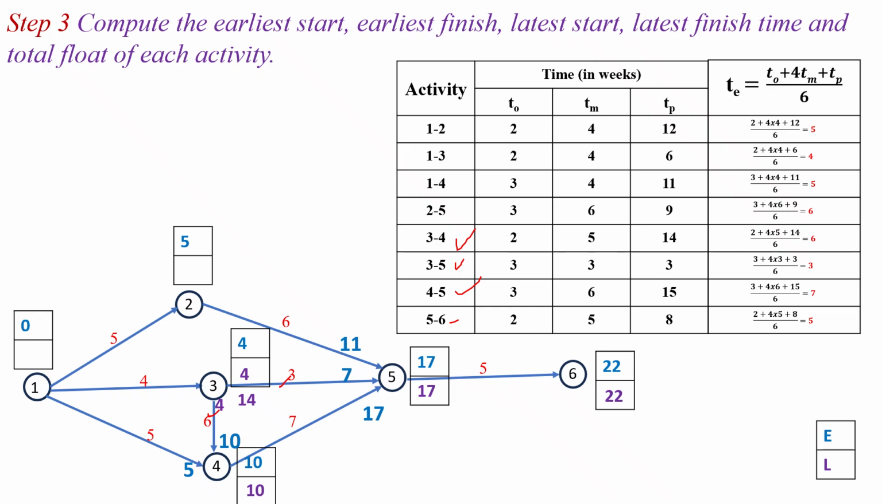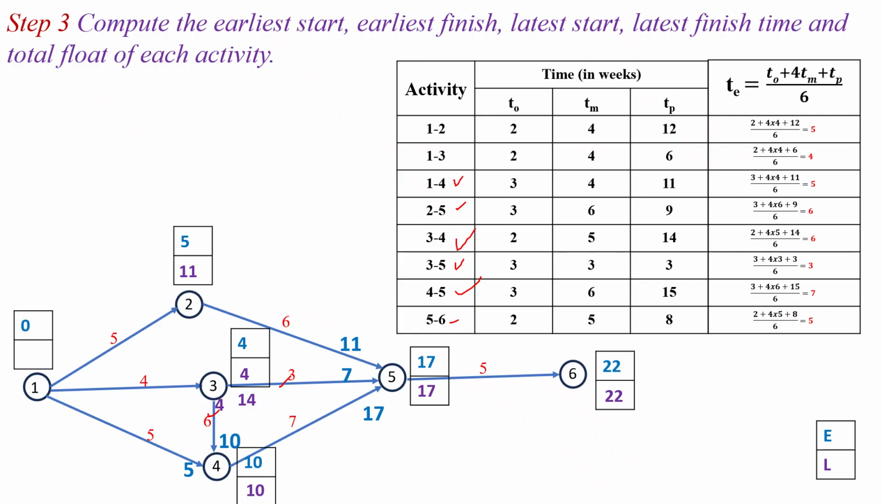So next we have to look for the activity 2 to 5. For the activity 2 to 5, latest finish time is the 17 and start time will become the 17 minus 6, which is equal to the 11. So next we have to look for the activity 1 to 4.